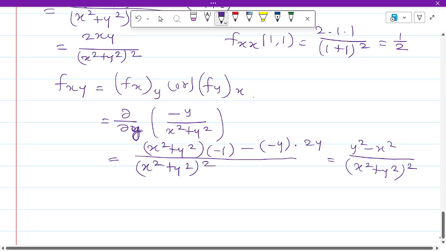Therefore, in case you are finding that fxy of 1 comma 1, that is equal to 0.